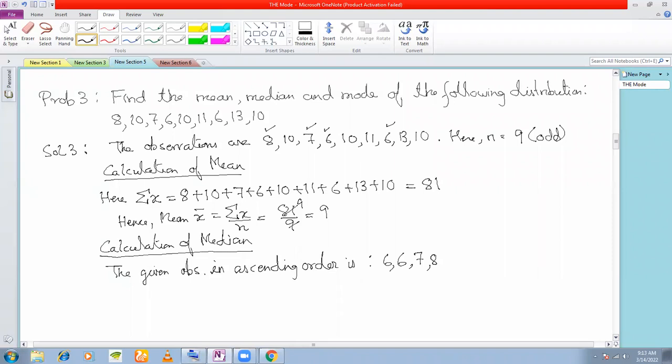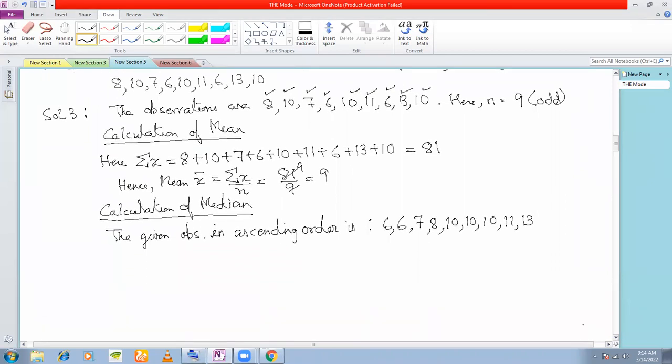Next 9 is not there. 10 is there. And 10 occurs thrice. So you write 10 3 times. Right? And next you have 11. And finally you have a 13. So all the 9 observations have been arranged in the ascending order.